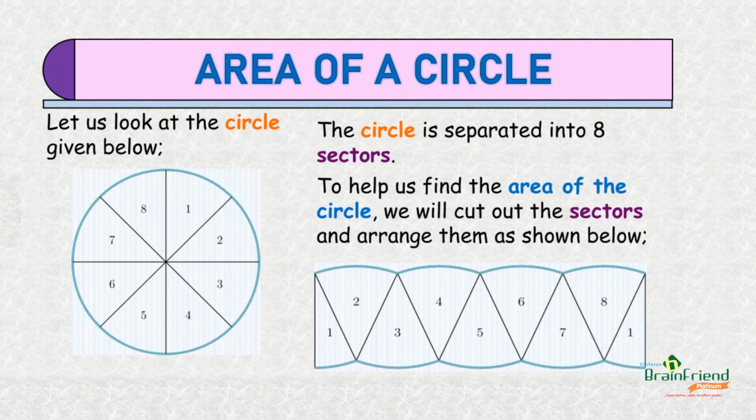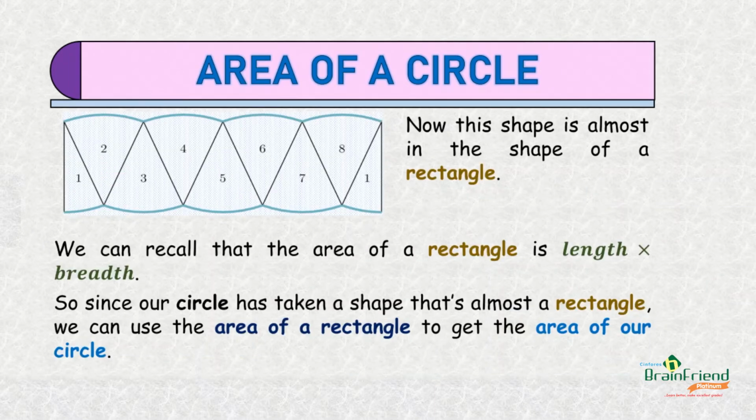Now, let us look at the circle given to us. This circle has been separated into 8 different sectors. To help us find the area of the circle, we will cut out the sectors and arrange them as shown here. If you look closely at this shape, you will see that it is almost the shape of a rectangle. And if you remember, the area of a rectangle is length times breadth. So since our circle is almost like the shape of a rectangle, we can use the area of a rectangle to get the area of our circle.